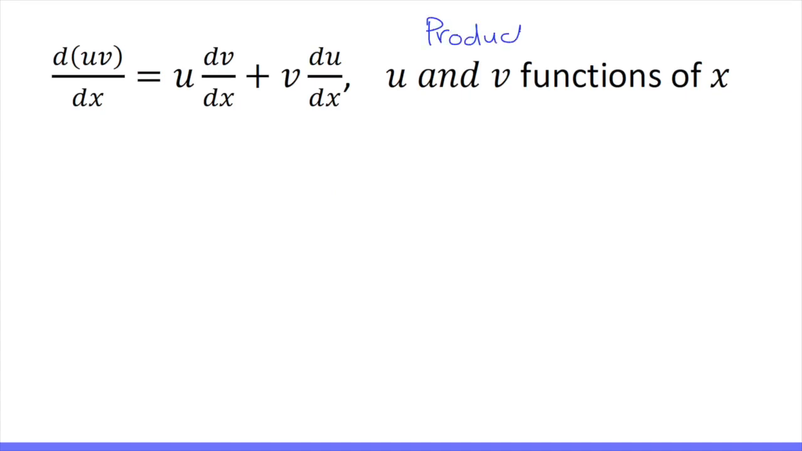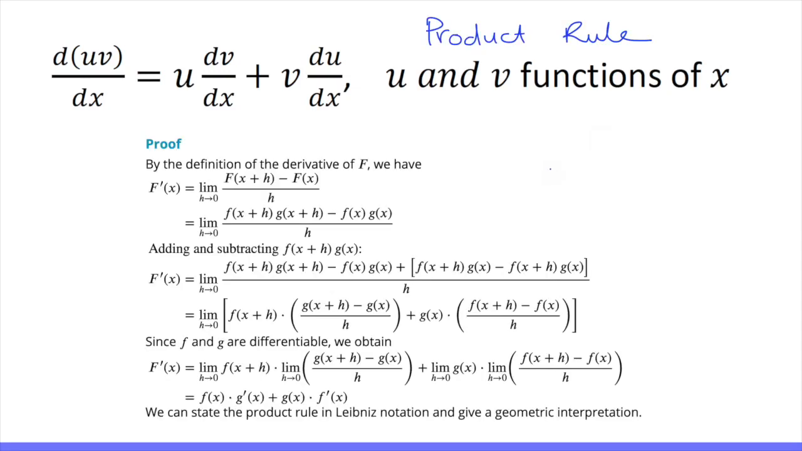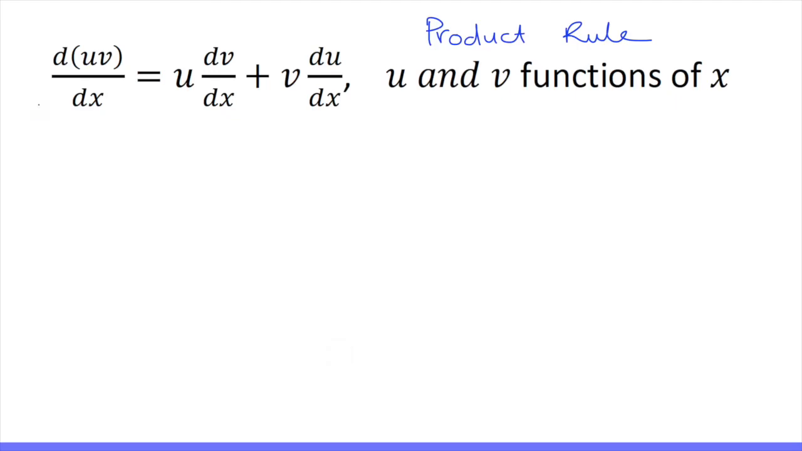There is a full proof for it. I'm going to flash it very quickly on the screen, which is this. You can have a look through it. I do suggest that you do and try to figure out what's going on, but obviously it's way too long for me to explain. But that is the proof as to how we get the product rule. Now, what does the product rule actually look like?